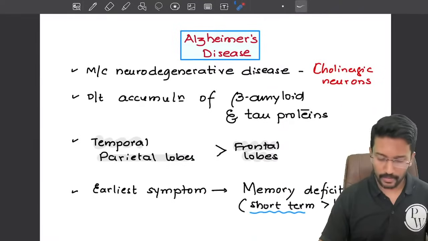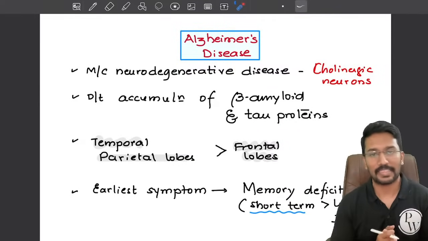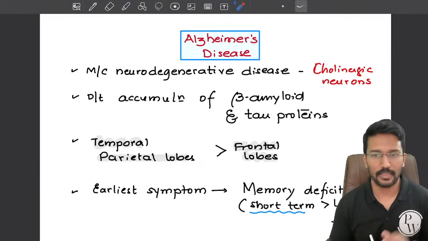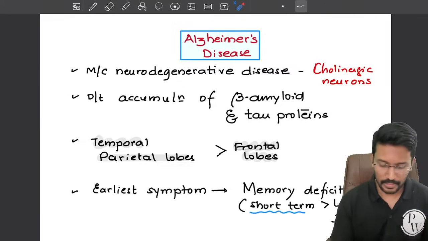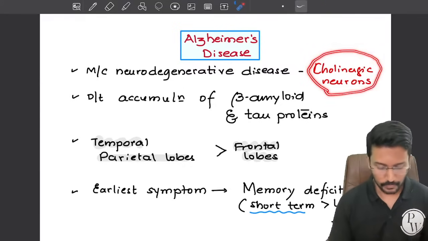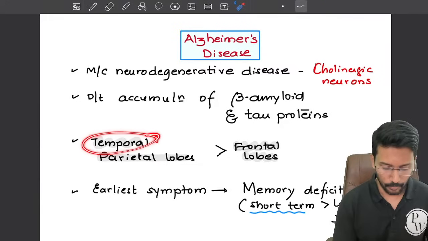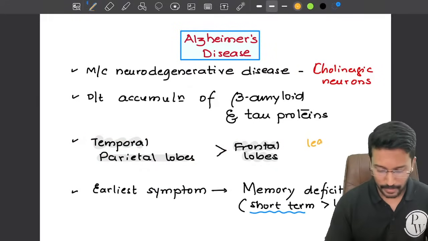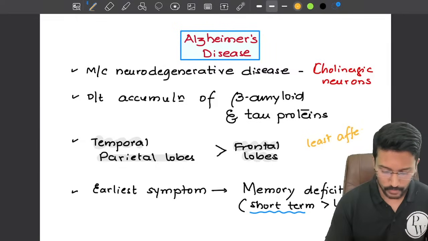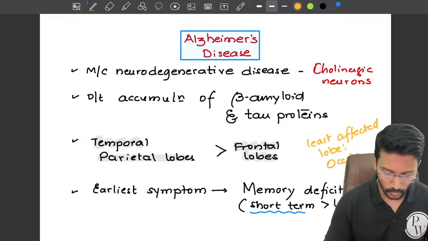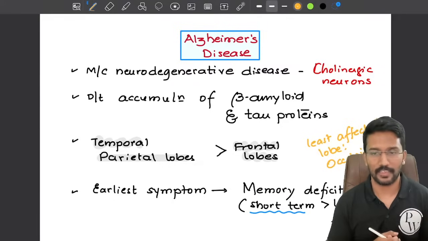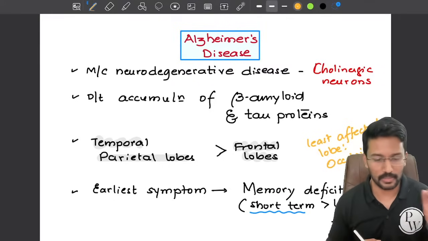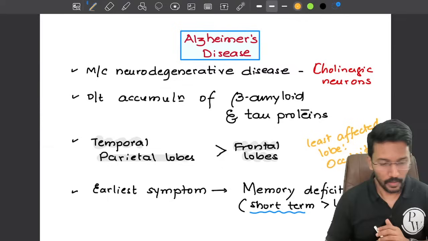Okay, now moving on to another neurodegenerative disease, that is Alzheimer's disease. Just like Parkinson disease, here also there is neurodegeneration, degeneration of cholinergic neurons, mainly starting in the temporal lobe and then parietal lobe, eventually frontal lobe. The least affected lobe, that is also going to be an MCQ. The least affected lobe will be occipital lobe. Occipital lobe is generally not affected in patients with Alzheimer's disease, until and unless patients really survive long with Alzheimer's disease.